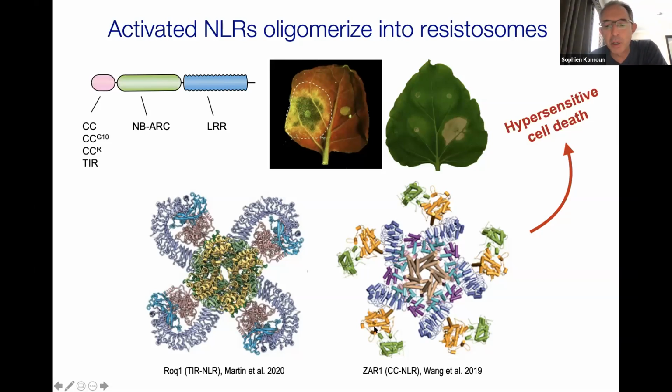And this is through work first with the ZAR1 CC-NLR. This is an Arabidopsis NLR, and this is a beautiful cryo-EM structure from Jijie Chai and Jian-Min Zhou in Beijing. And just more recently, a few weeks ago, Raoul Martin, working with Eva Nogales and Brian Staskawicz at UC Berkeley, posted the ROQ1 structure, and this is a TNLR, and this is a tetramer, not a pentamer.